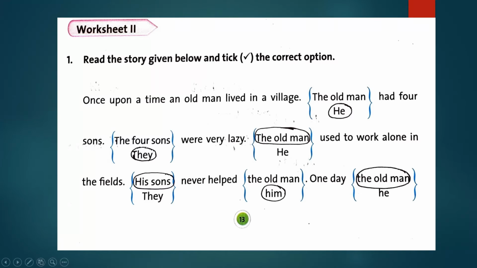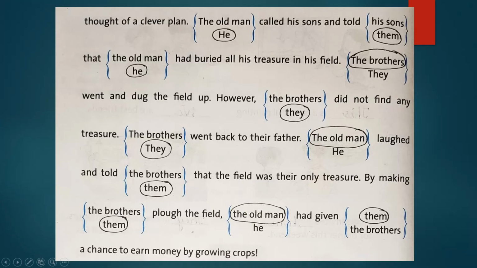Understood, children? Next, one day the old man thought of a clever plan. He called his sons and told them that he had buried all his treasure in his field. So here he, them, he are all replacing words.